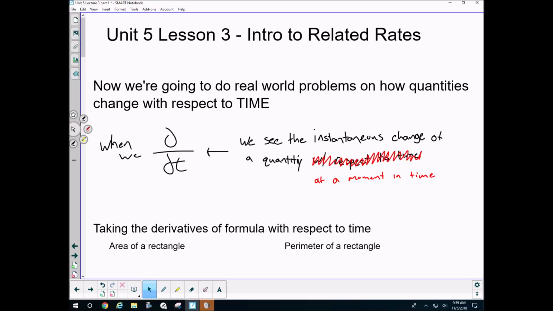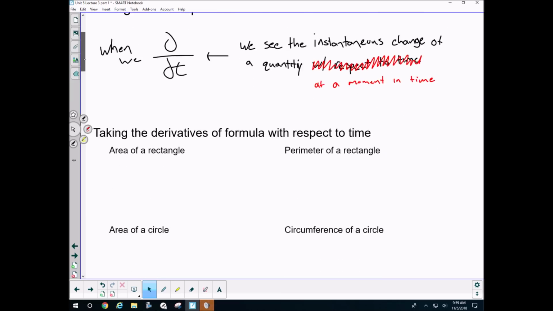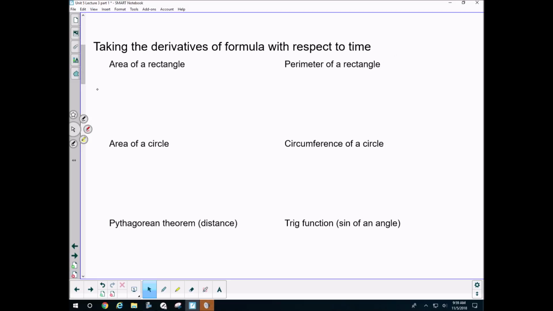We are going to take formulas that we've been using in geometry and past math classes, and we will be taking the derivative of these formulas, like the area of a rectangle. We're going to see how the area is changing at a specific moment in time if the rectangle is growing in its length or its width. And you will be taking the derivative with respect to time of a formula like this.